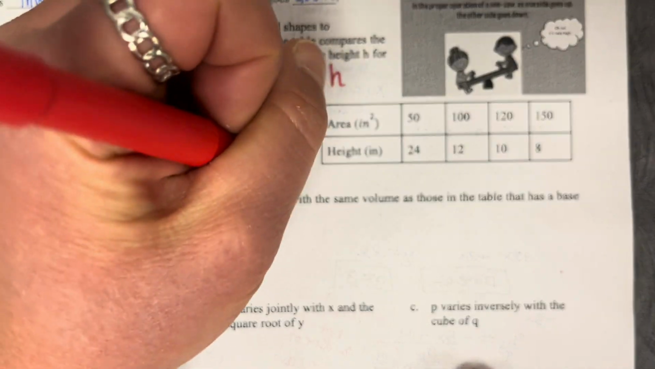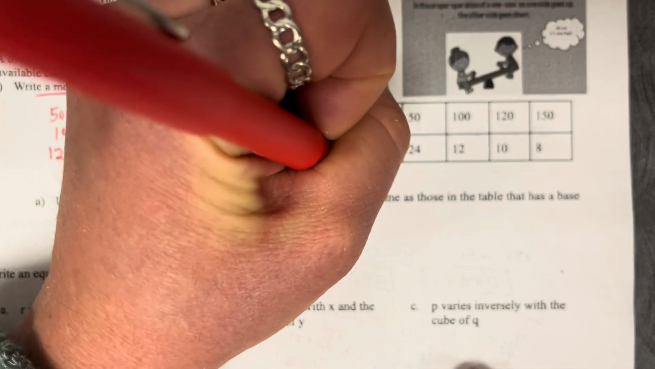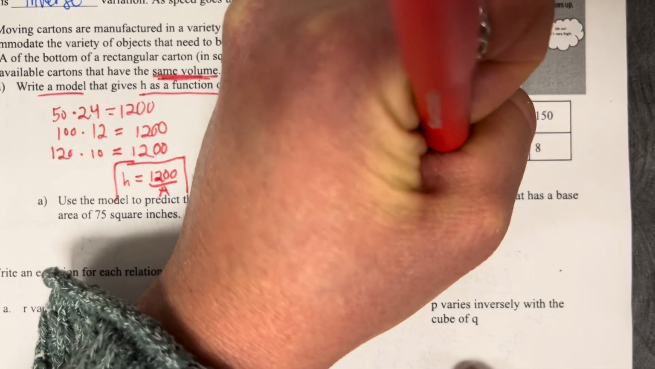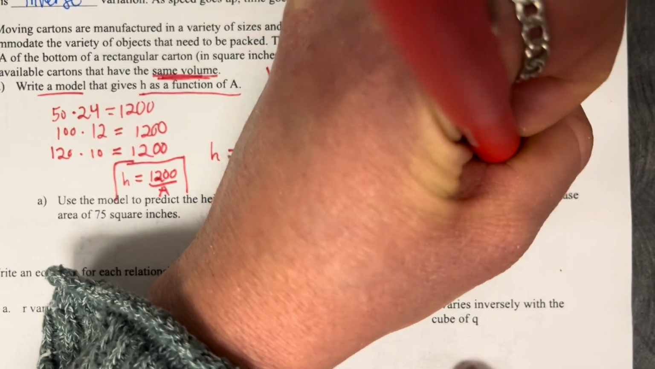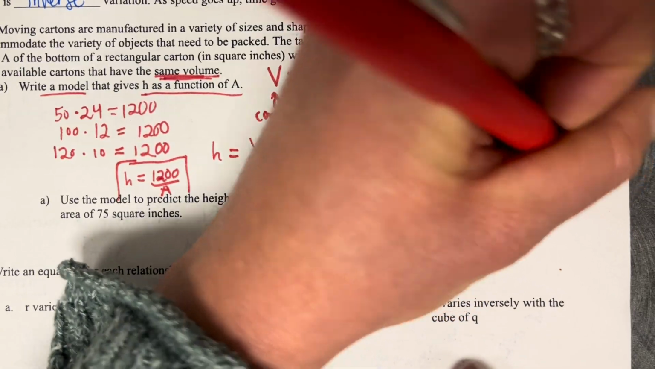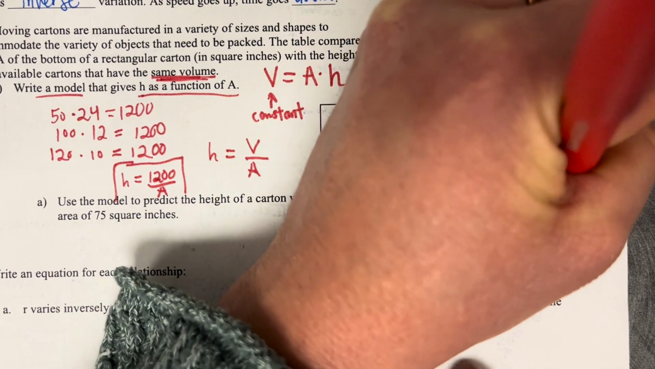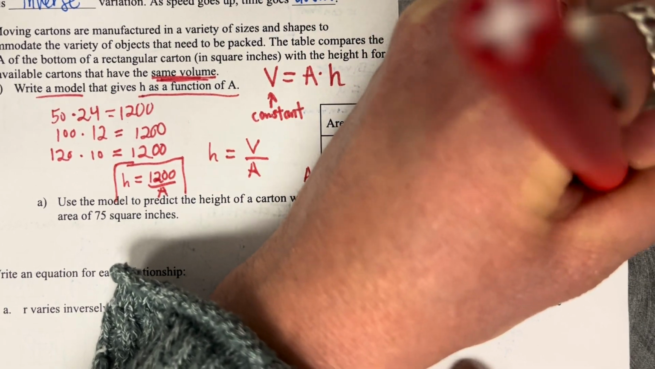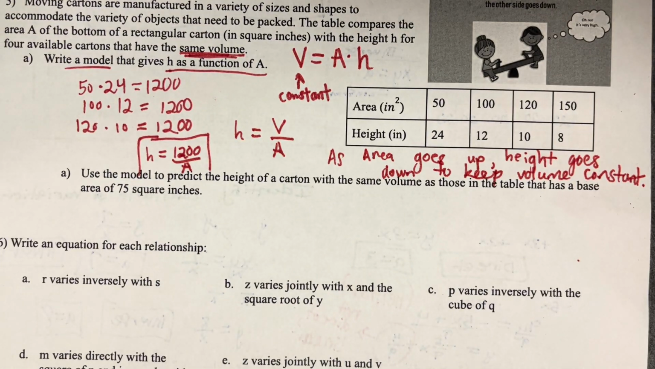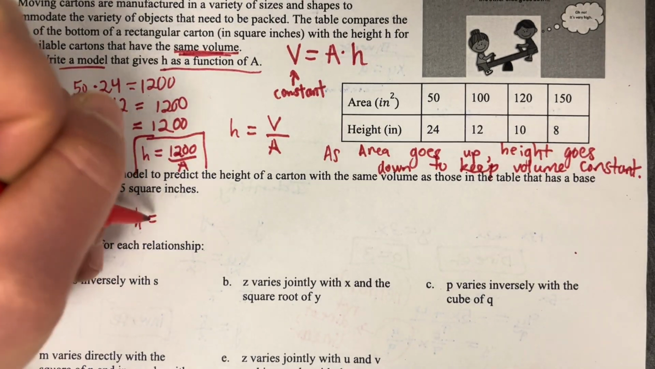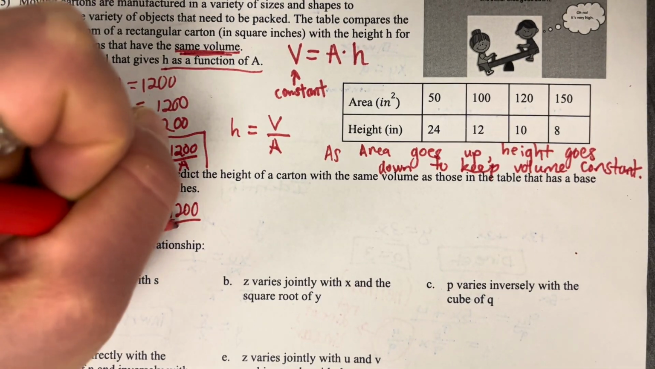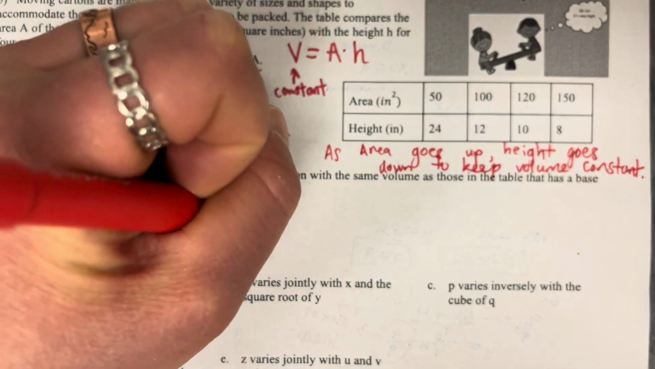Okay, so let's write another sentence here. As area goes up, height goes down to keep the volume constant. Use the model to predict the height of a carton with the same volume as those in the table that has a base area of 75 square inches. So h equals 1200 divided by 75. That gives us 16 inches.